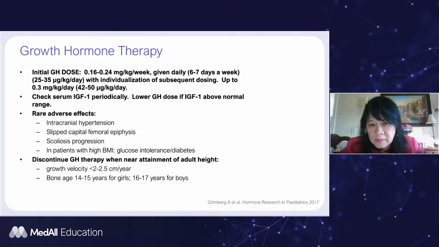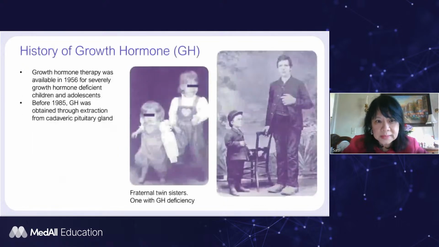But most of the time I found that there is a very low chance of impaired glucose tolerance in a lean, not overweight child. And for the duration of growth hormone therapy, we treat until the epiphyses near closure. We can tell when the growth velocity is less than 2 to 2.5 centimeters per year, or bone age is close to 15 years for girls or 17 years for boys.